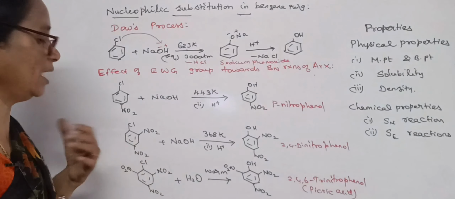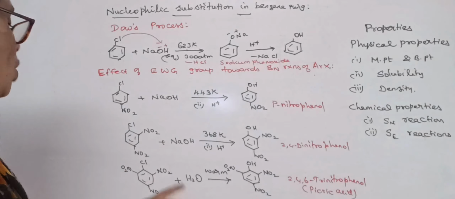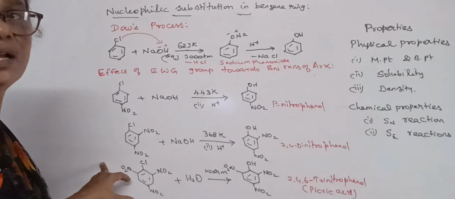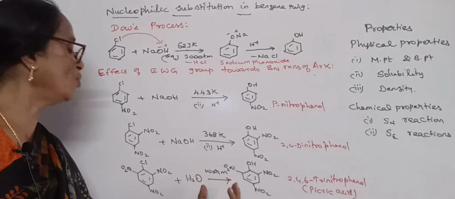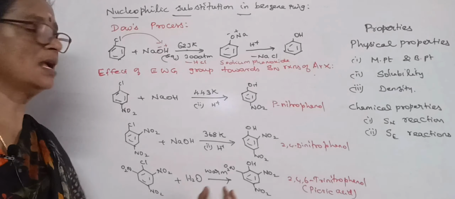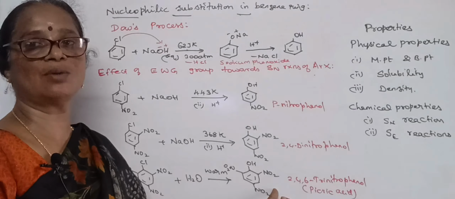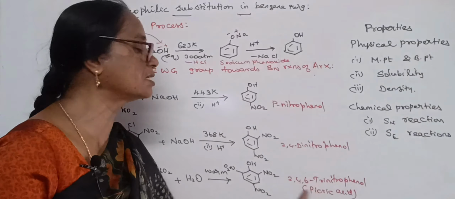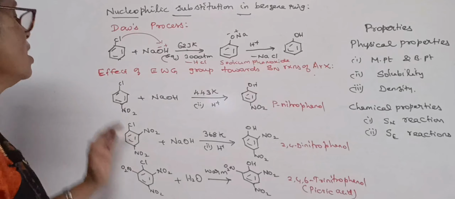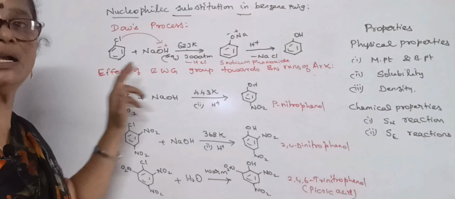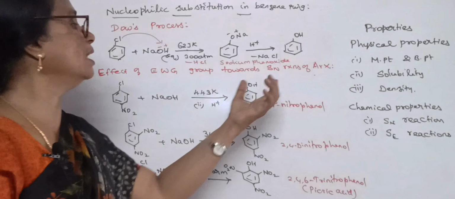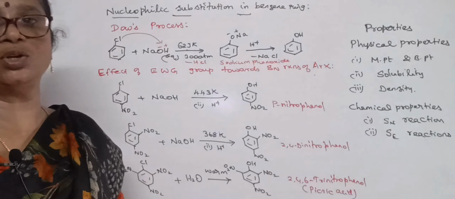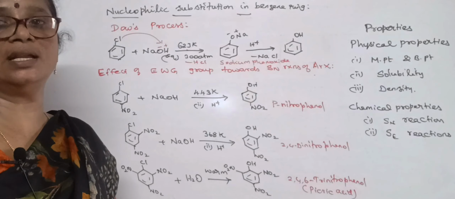If the ring has three nitro groups at the 2,4,6 positions, that facilitates the reaction still faster. Simply warming the compound with water forms 2,4,6-trinitrophenol, which is called picric acid. So the presence of NO2 groups at suitable positions influences the rate of nucleophilic substitution reactions in haloarenes.